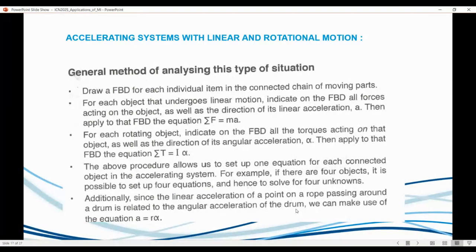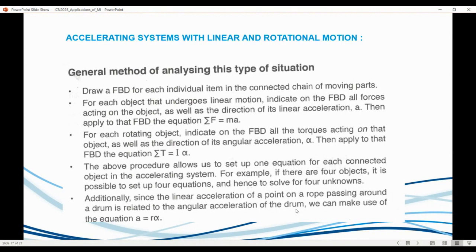We've touched on it a bit now with our rolling and slipping conditions. We do exactly the same thing with the torques on our FBD, and then we apply the net torque equals I times alpha. The above allows us to set up one equation for each connected object in accelerating systems. For example, if there are 4 objects, it is possible to set up 4 equations and then solve 4 unknowns. Fantastic. Also, since the linear acceleration of a point on the drum is related to the angular acceleration, we can make use of a = r times alpha. That is a very powerful equation which we'll be using the whole time throughout this chapter.